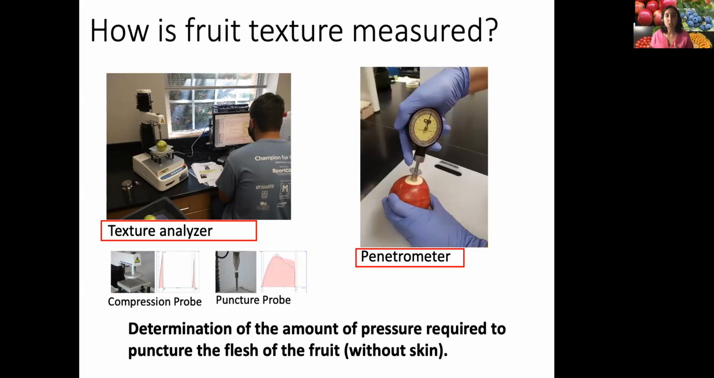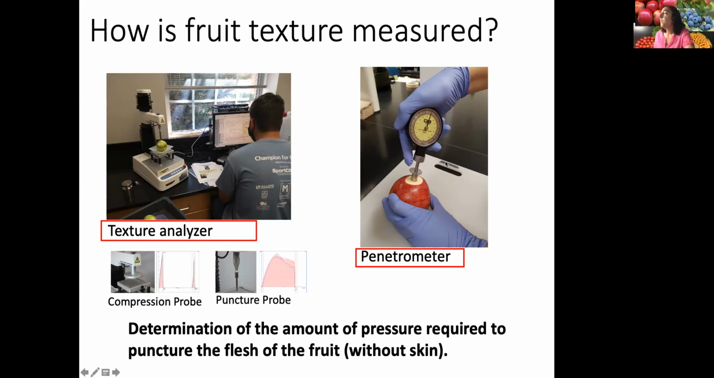Another way that we can measure texture is by using a penetrometer. This is a handheld instrument. We can also use it in the field. It's totally portable. And here it's kind of the same principle. We are just trying to determine the amount of pressure that is required to puncture the flesh of our fruit.